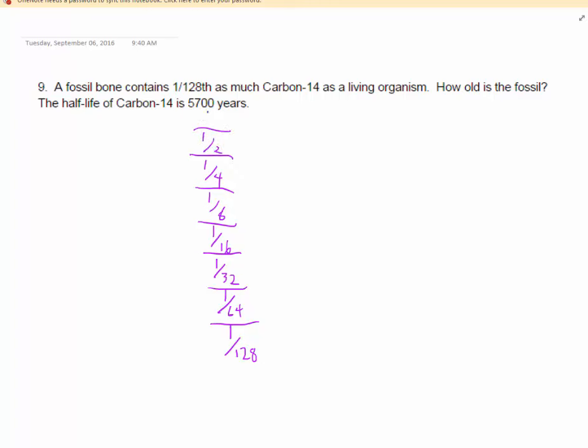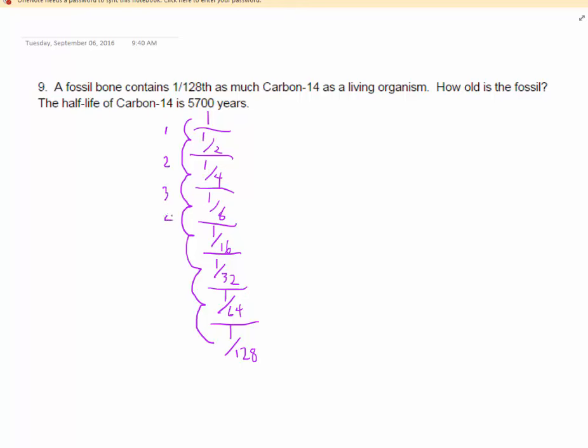And if you double it again, you get 1. So that is our original amount of carbon. We start with a whole, right? The amount of carbon in a living organism. And then every 5,700 years, it gets cut in half. So 1 half-life, 2 half-lives, 3 half-lives, 4 half-lives, 5 half-lives, 6 half-lives, 7 half-lives.